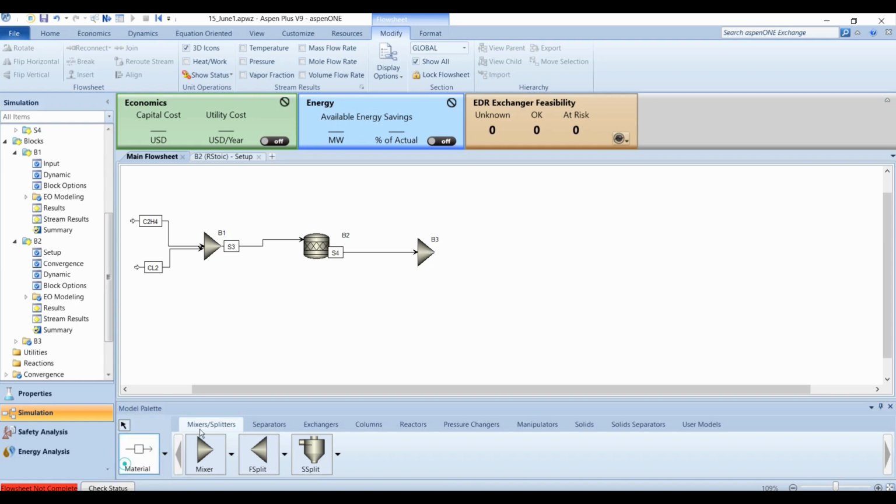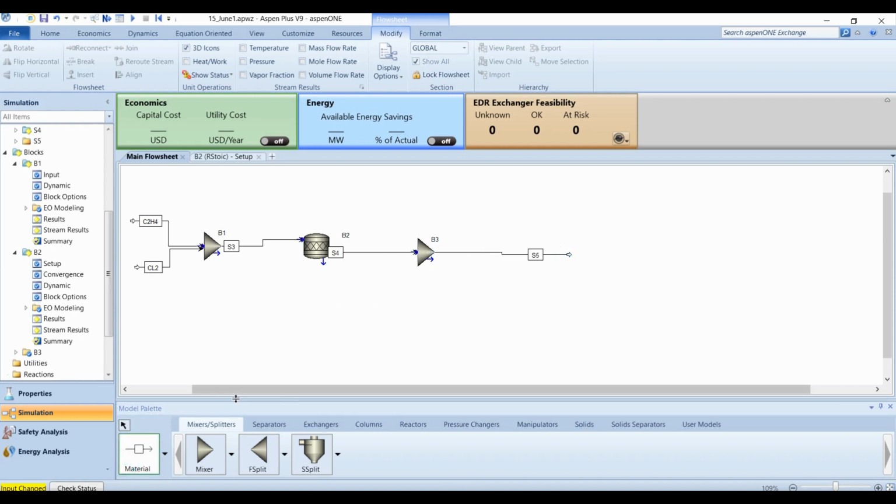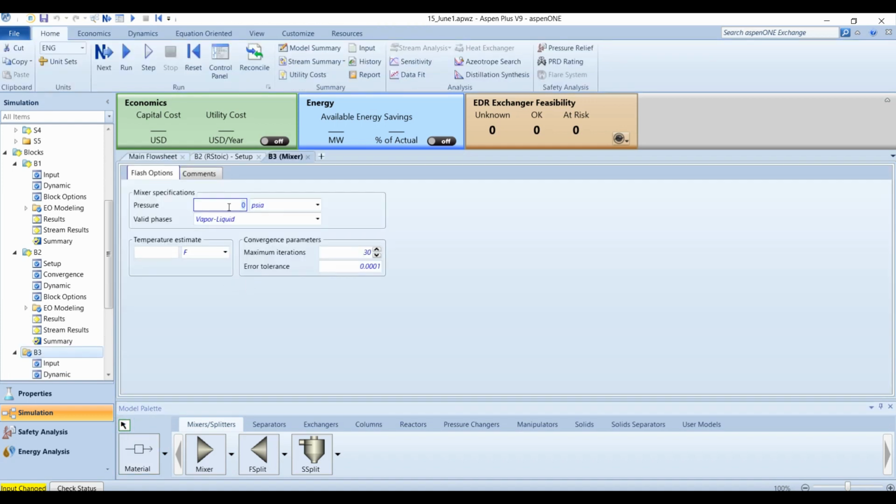I will connect another stream to it, and will click on it and write 1.4 atmosphere, which is given. I will click on next.